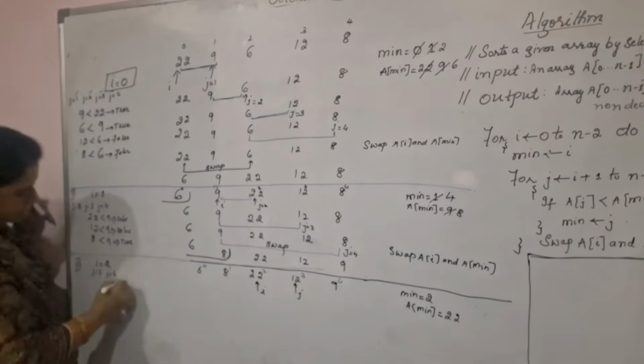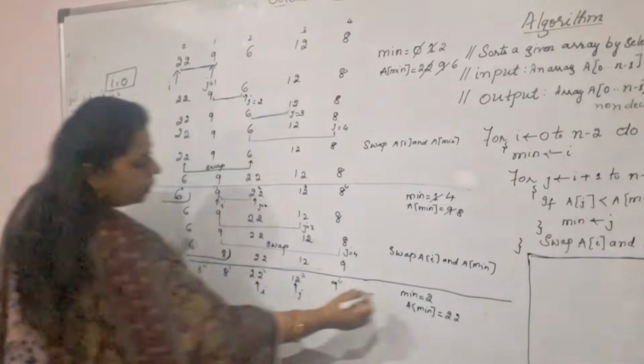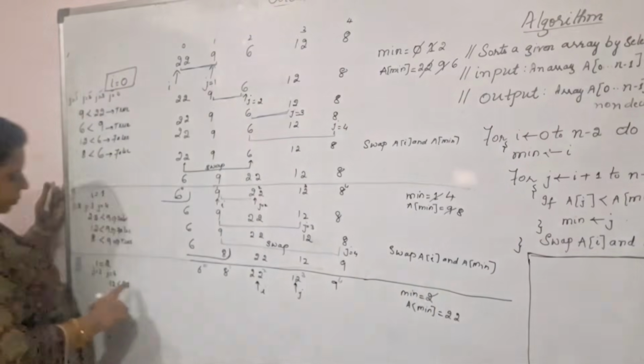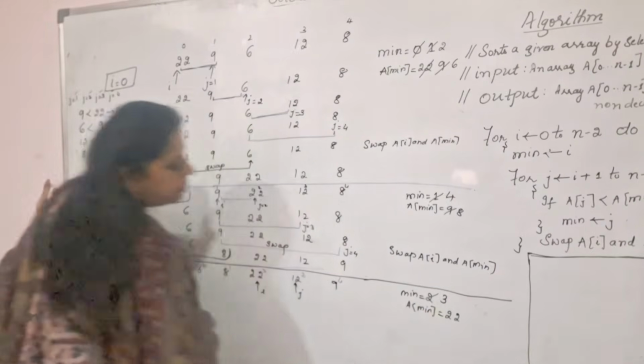A minimum is how much? 22. Yes, it is true. If it is true, what do you have to do? You will update the minimum value. What is the new minimum value? Now 12 is the minimum, so its location number is 3. So now minimum is 3.